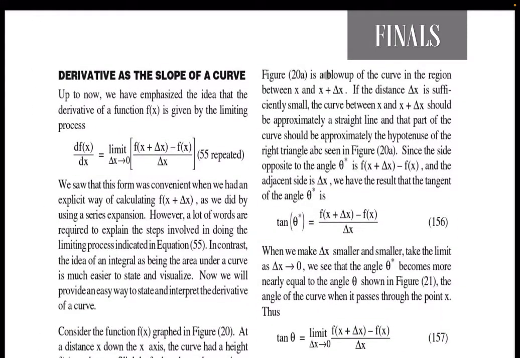So, ito yung ibig sabihin na, Figure 20a is a blow up of the curve in the region between x and x plus change in x. If the distance change in x or delta x is sufficiently small, the curve between x and x plus change in x should be approximately a straight line. And that part of the curve should be approximately the hypotenuse of the right triangle ABC seen in figure 20A.